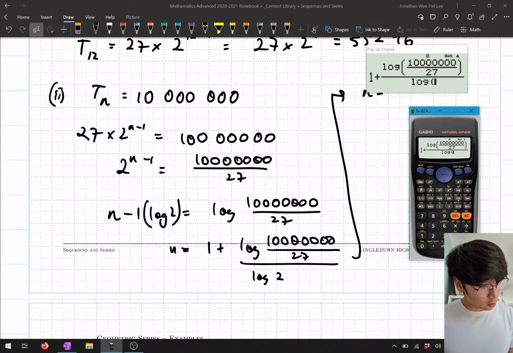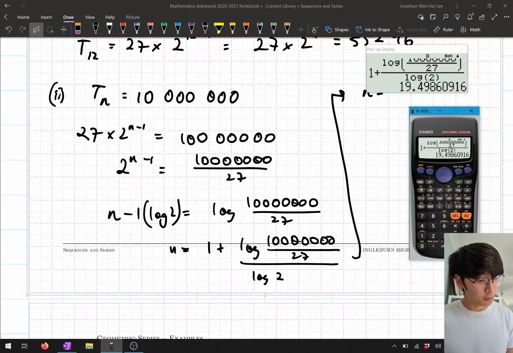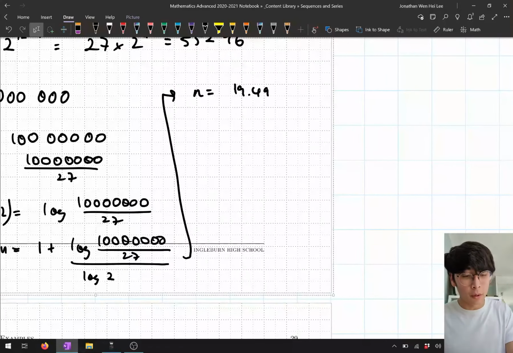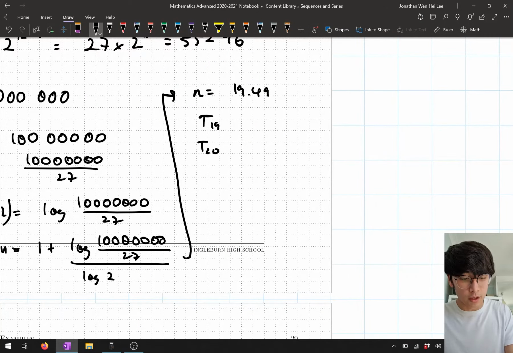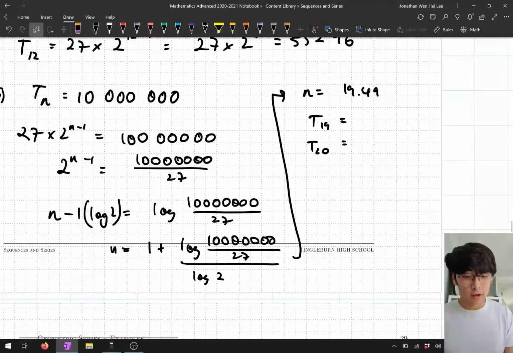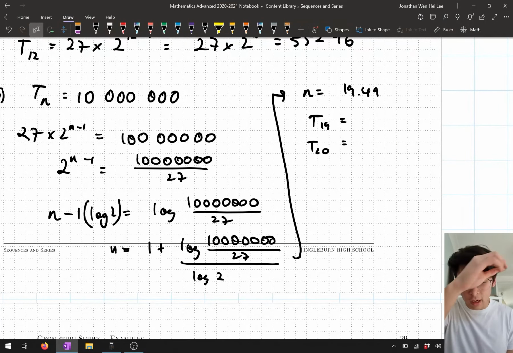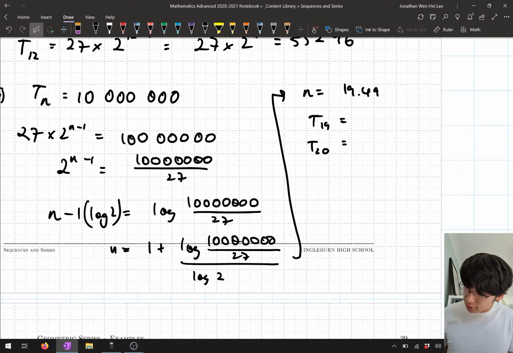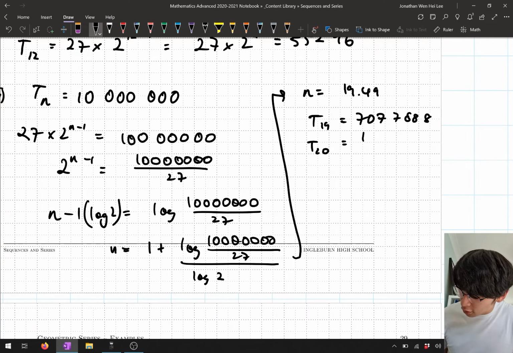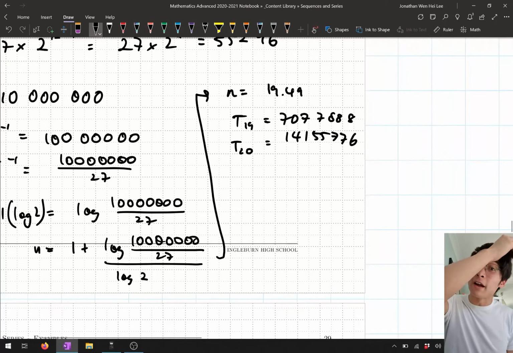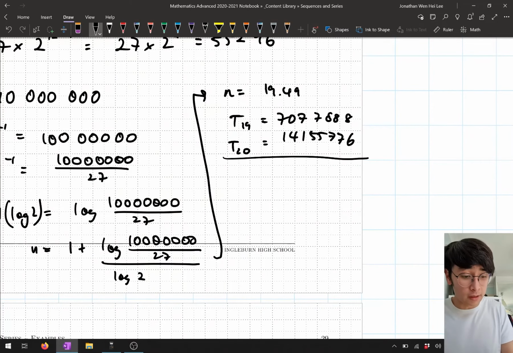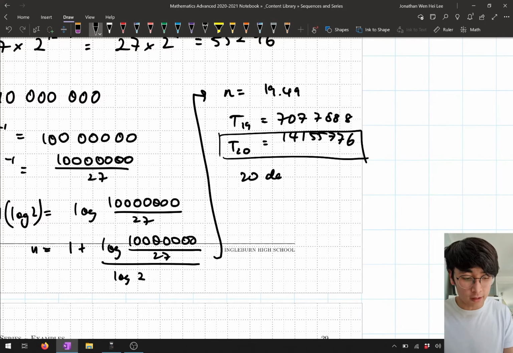Over log 2, it gives me 19.49. So what we want to check is the 19th term and the 20th term. When I sub these two values in, I've already done this in advance, the 19th term will be 707,788 and the 20th term will be 1,415,577,6. We want to find the first term which is greater than 10 million, which happens to be this 20th term. So it takes 20 days to surpass 10 million.